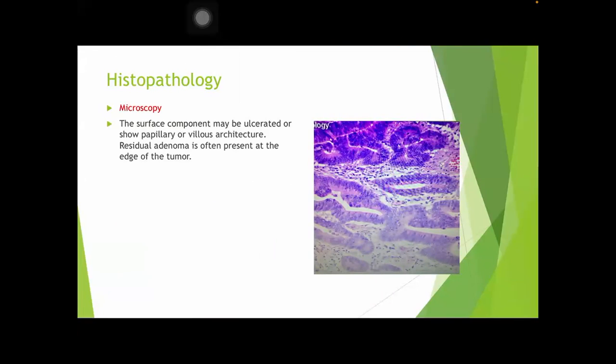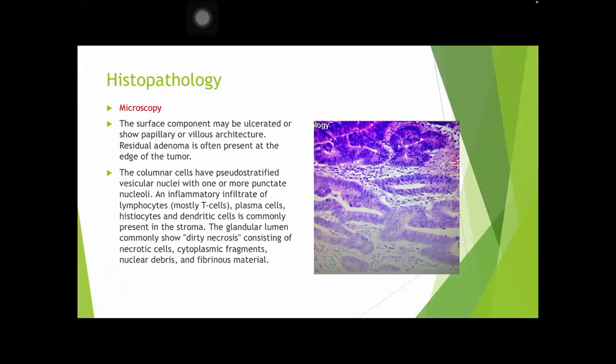Macroscopically, the surface component may be ulcerated or show papillary or villous architectures. Residual adenoma is often present at the edge of the tumor. The columnar cells have pseudostratified vesicular nuclei with one or more punctate nucleoli. An inflammatory infiltrate of lymphocytes, mostly T cells, of course, plasma cells, histiocytes, and dendritic cells is commonly present in the stroma. The glandular lumen commonly shows dirty necrosis consisting of necrotic cells, cytoplasmic fragments, nuclear debris, and fibrinous material.